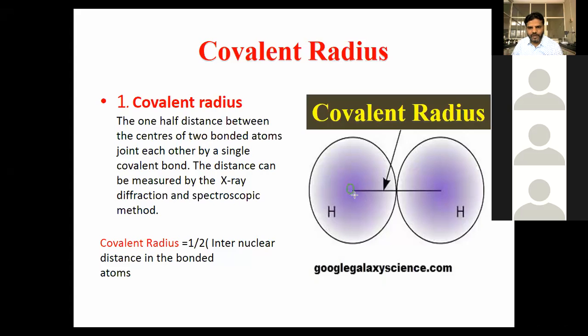suppose here this is the nucleus, this I will draw by means of a red line. Suppose here it is the nucleus of the hydrogen atom. Now this will be the nucleus of the other hydrogen atom. Now the distance from the center of the nucleus of one atom to the center of the nucleus of the other atom, which are bonded by means of which bond? Covalent bond. This distance is nothing but the internuclear distance. Now half of this internuclear distance is the covalent radius.